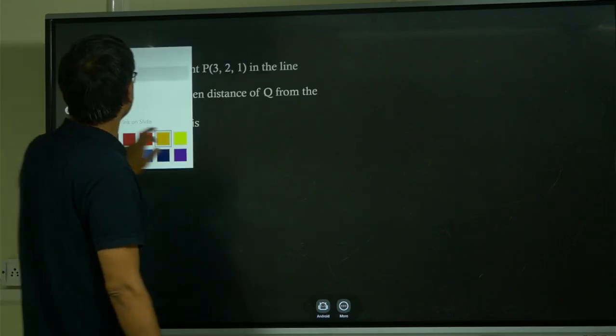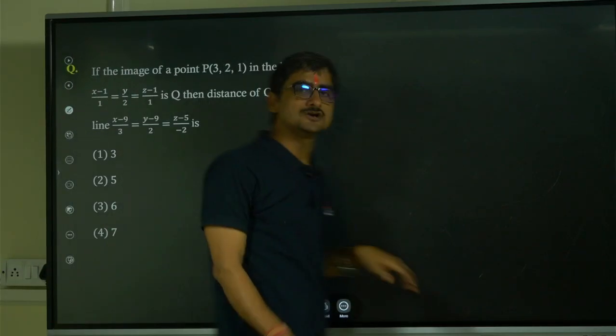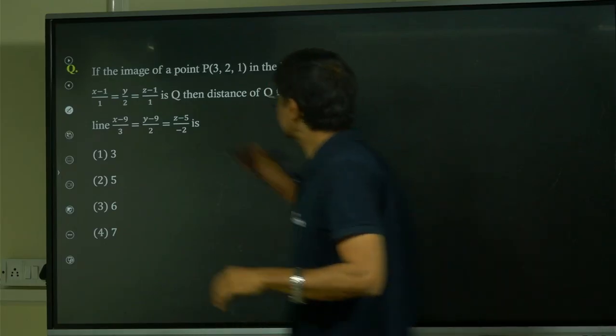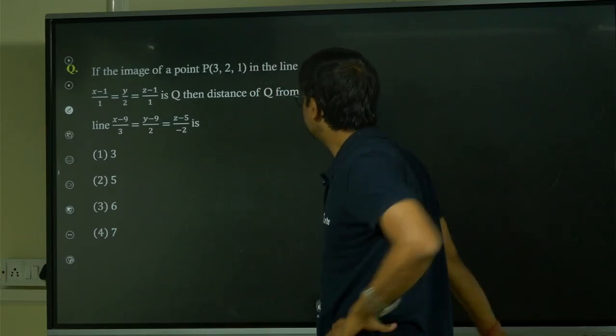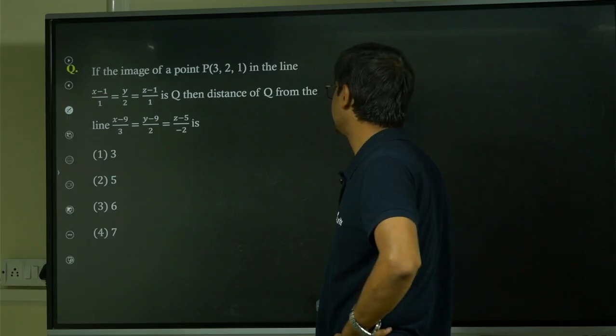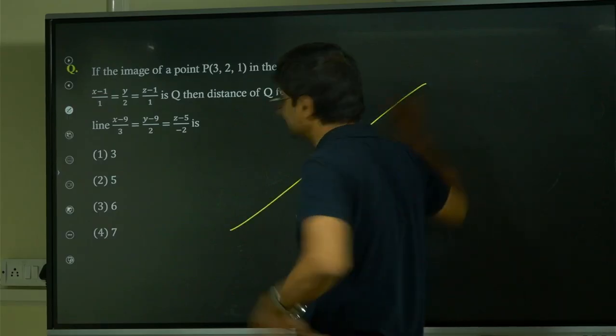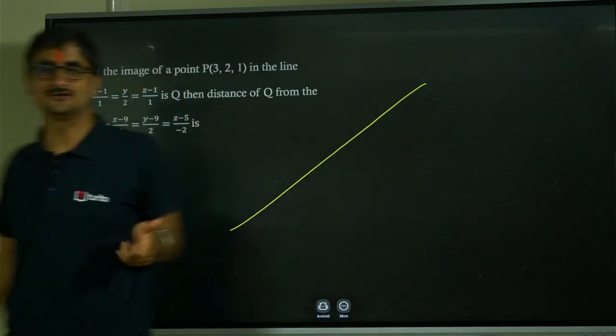Now moving to the next question: the image of the point (3, 2, 1) is q, and then the distance of q from the line. See, that's again a very regular routine type of question.